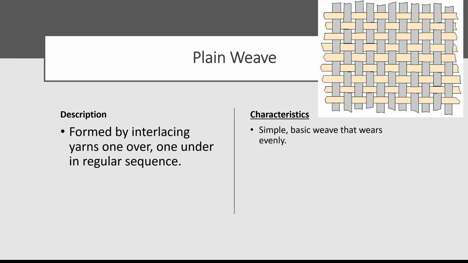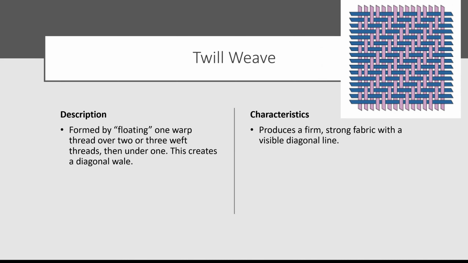Here you have your different kinds of weaves. We're just going to go through these really fast. You have your plain weave. This is formed by interlacing yarns one over one under in a regular sequence. It is simple and it wears evenly. If you look at the picture, you can tell that it goes under one, over one, under one, over one, under one, over one, under one, over one, until you finished your weave.